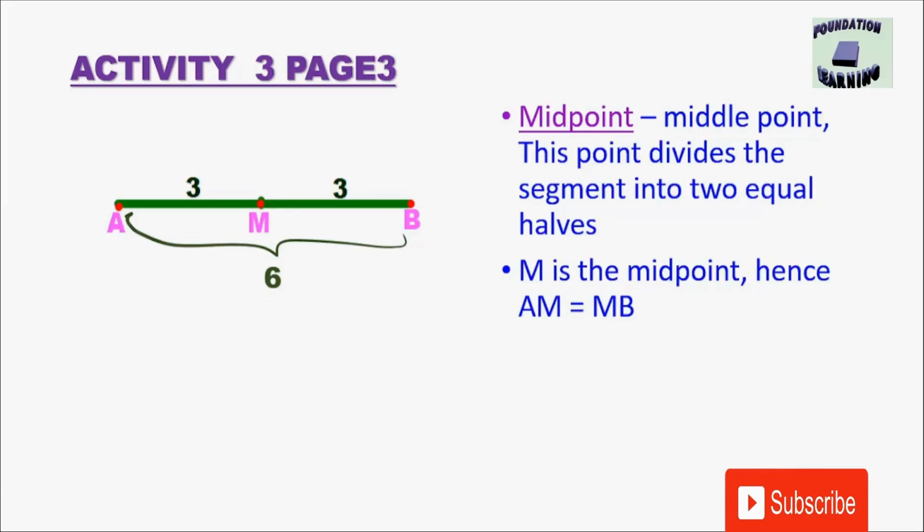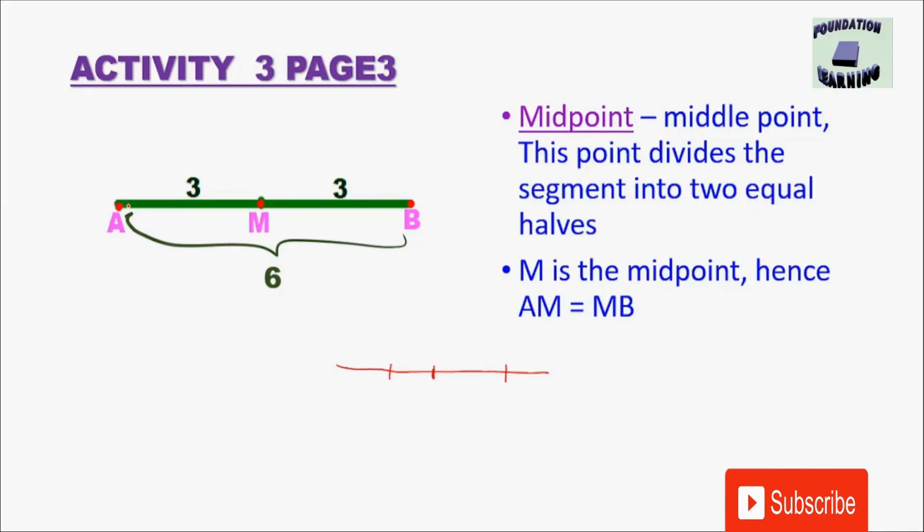Now, in order to do the next activity, that is the third activity, we need to understand some terms. The first thing we need to understand is midpoint. What is midpoint? Midpoint is a middle point. This point divides a segment into two equal halves. So if you have a segment and a point in the middle, it will be known as a midpoint. What is the speciality? It divides the segment into two equal halves.